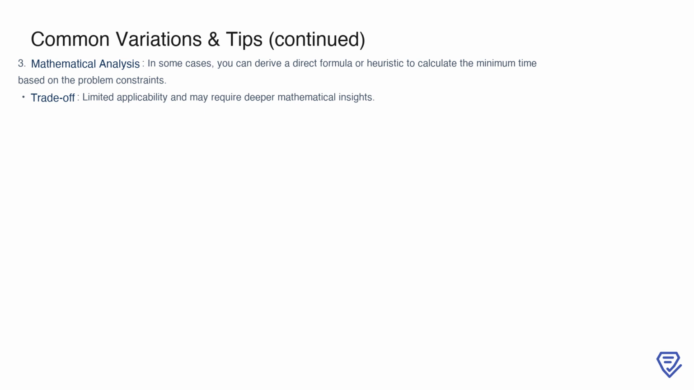Finally, another approach you might consider is leveraging mathematical analysis. In certain cases, you can derive a direct formula or heuristic to calculate the minimum time required based on the constraints of the problem. This can lead to highly elegant and efficient solutions, but it comes with its own trade-offs. Specifically, these methods are often limited in their applicability and may require a deeper understanding of the mathematical principles underlying the problem. While not always the go-to method, exploring this avenue can sometimes reveal insights that improve both your understanding of the problem and your ability to solve similar ones in the future.